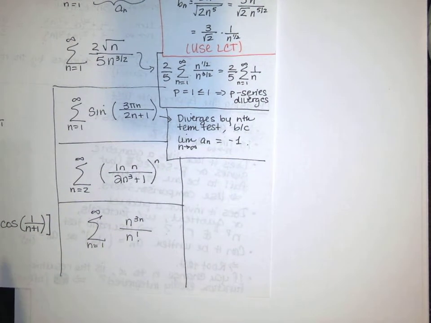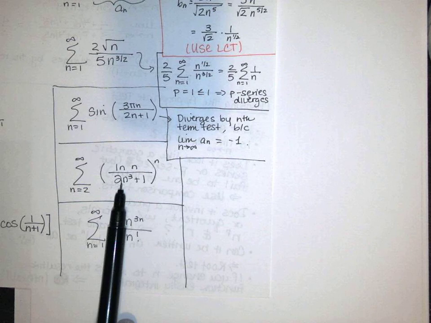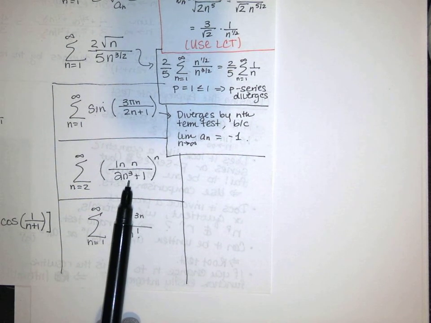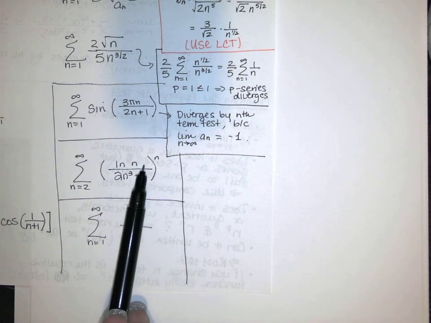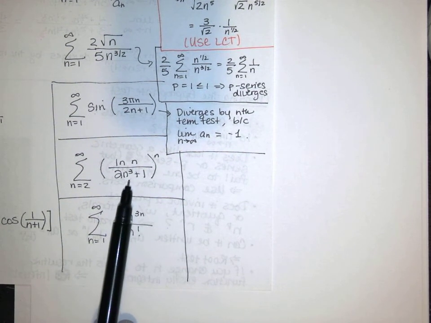Okay, last two guys. Last two series. Is it a geometric series or a p-series? No. Is it telescoping? No. What happens as n goes to infinity? I'm pretty sure that this goes to 0. So that test is inconclusive.